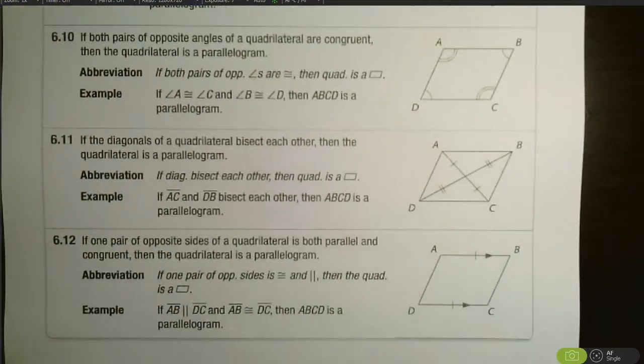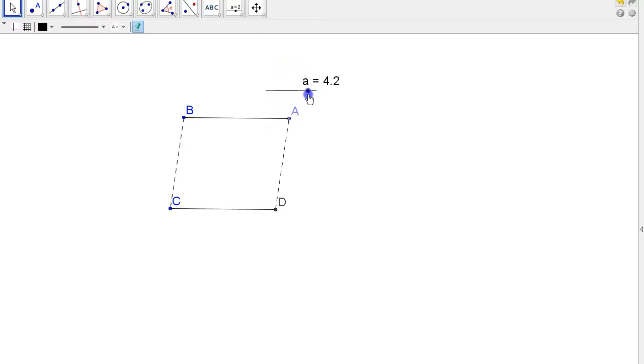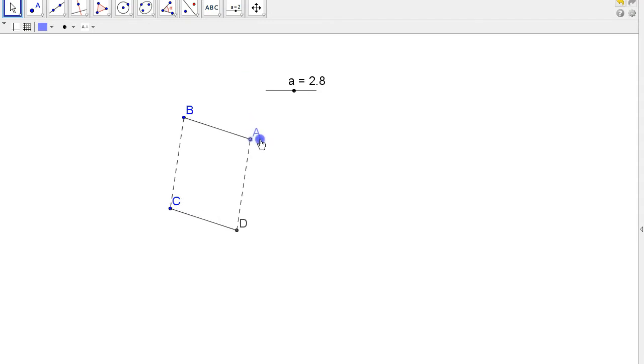So here's a visual little thing I threw together for class to show you how this works. Here's the same one I used in class. I've set it up so that no matter what, segment AB and segment CD are congruent. They're this length here, whatever this little slider A says. So if I make one bigger, it makes the other one bigger. They're the exact same size. And I've also made it so that they're both parallel to each other. So if I move this, they move in the same direction.